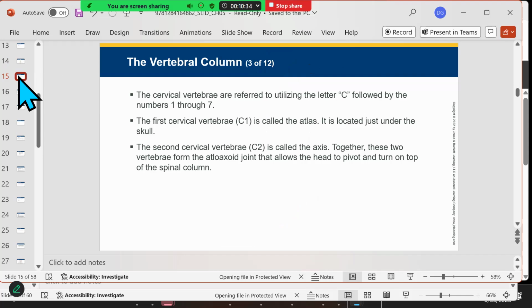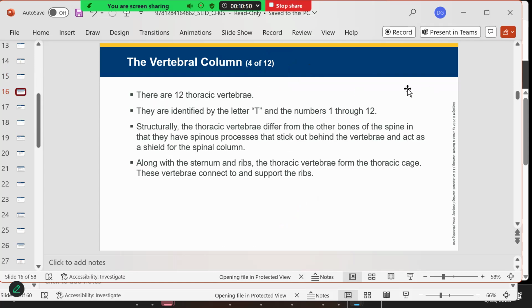Cervical vertebrae C1 through 7. C1 is called the atlas, C2 is called the axis, and then the rest are just called cervical vertebrae. Very important because that's where the nerves come out to go down to the diaphragm and support breathing. We use a T for the thoracic vertebrae.